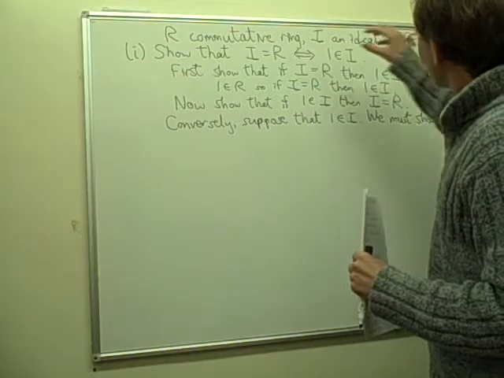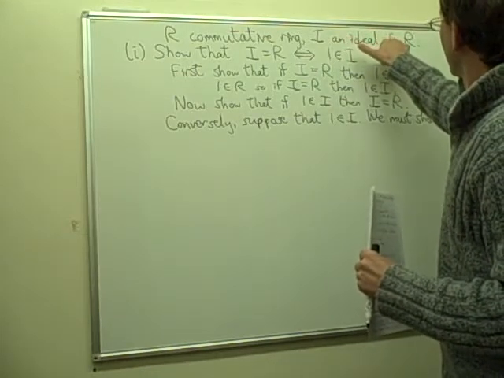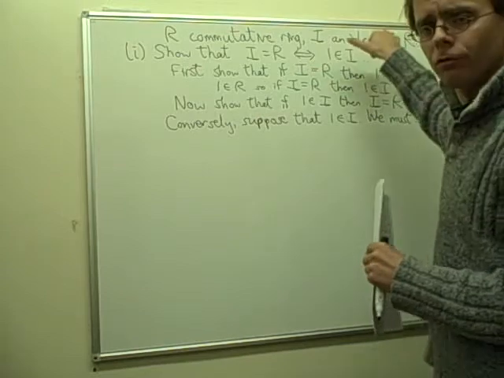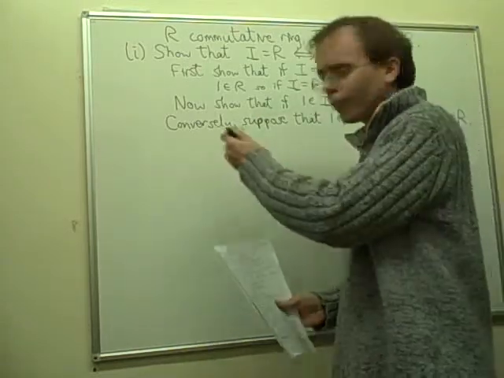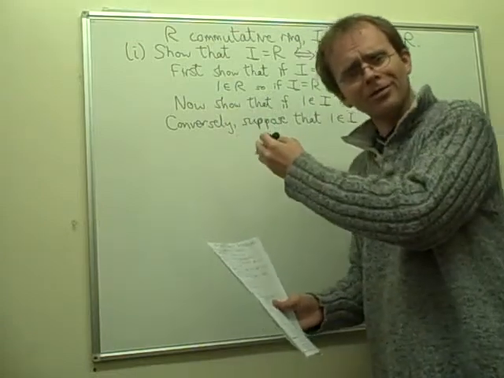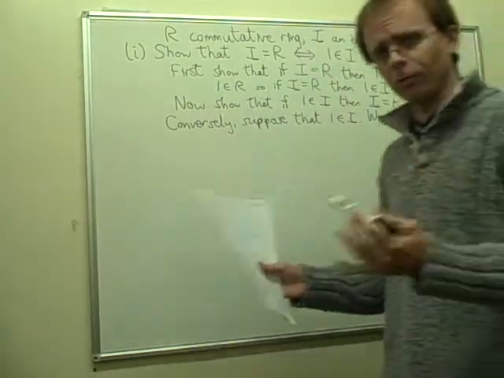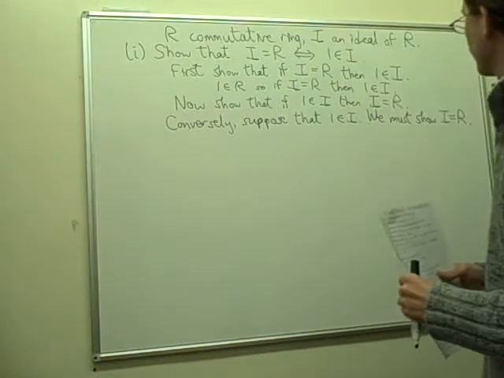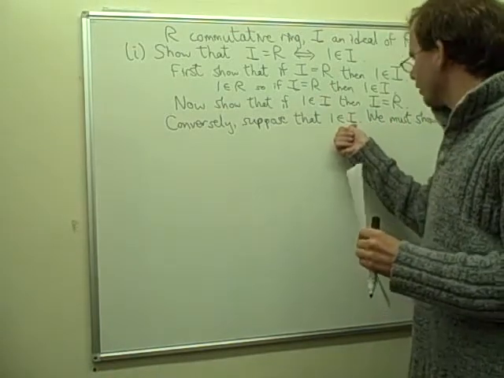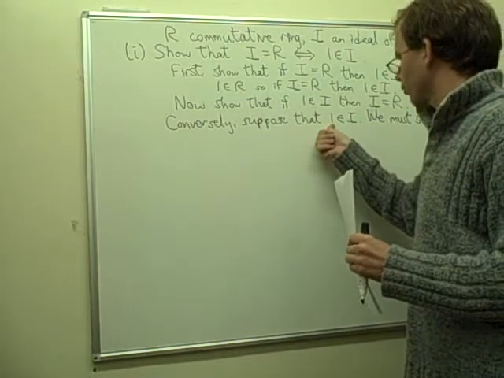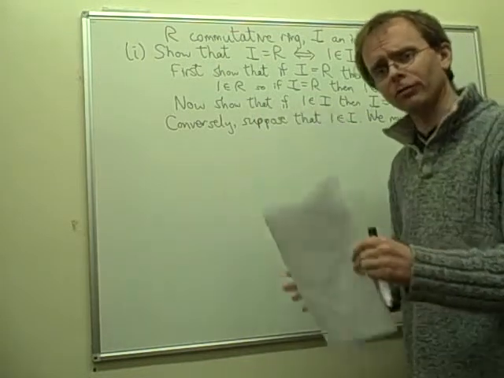Now, I is an ideal of R, so we ought to use that fact somewhere along the way. If we produce a proof that doesn't use the fact that I is an ideal of R, that probably means we've done something wrong. And it's certainly not the case that any subset of any kind containing 1 has to contain everything else as well.